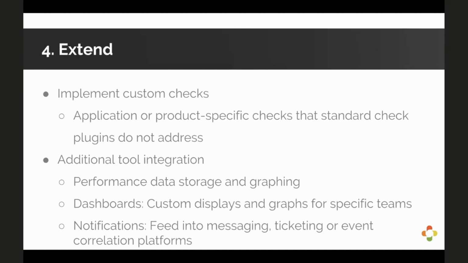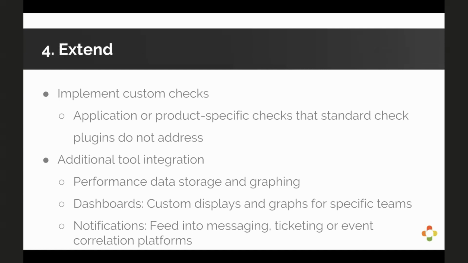Additionally, other tools can be integrated in at this phase. Specifically, what most customers are going to want is performance data storage and graphing. Icinga generates an awful lot of performance data, and you can store that in a variety of tools, and then use graphing interfaces to show how your services have been performing over time. Additionally, you can implement custom displays and dashboards for different teams, or focusing on different aspects of what you're monitoring in Icinga. And also custom notifications.